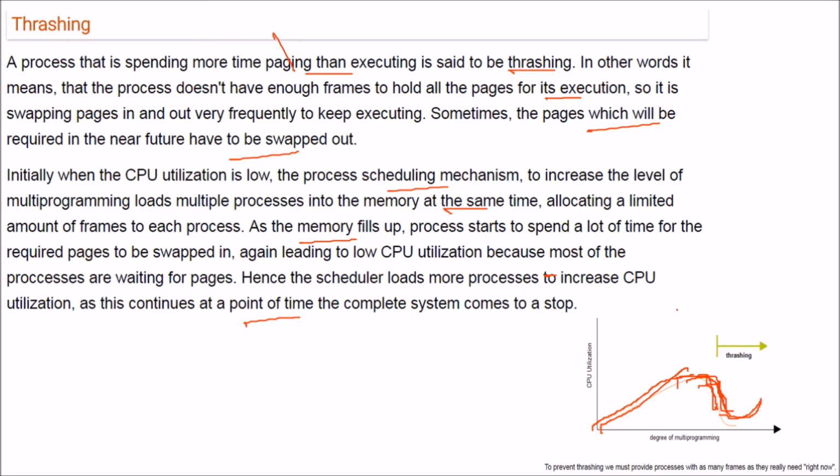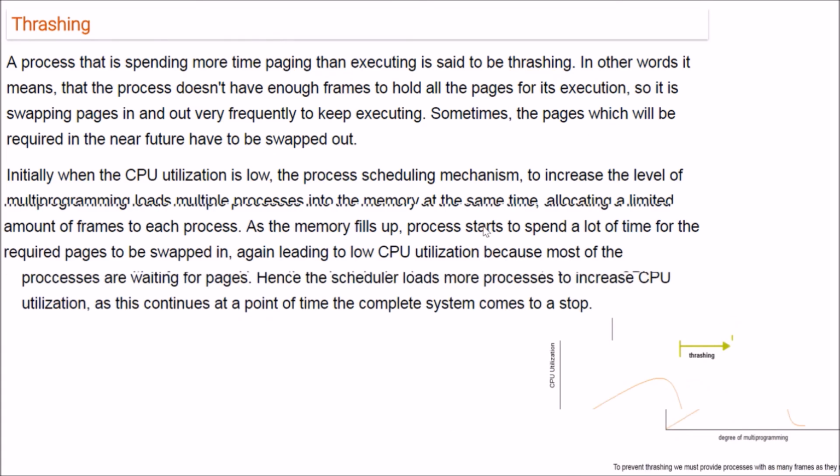And as the scheduler loads more processes to increase CPU utilization, as this continues, at some point the complete system comes to a stop. More and more processes are coming, more and more thrashing is going on, more and more swapping in and out is going on, and the CPU is not being utilized. This is called thrashing. So to prevent thrashing, we must provide processes with as many frames as they really need right now.